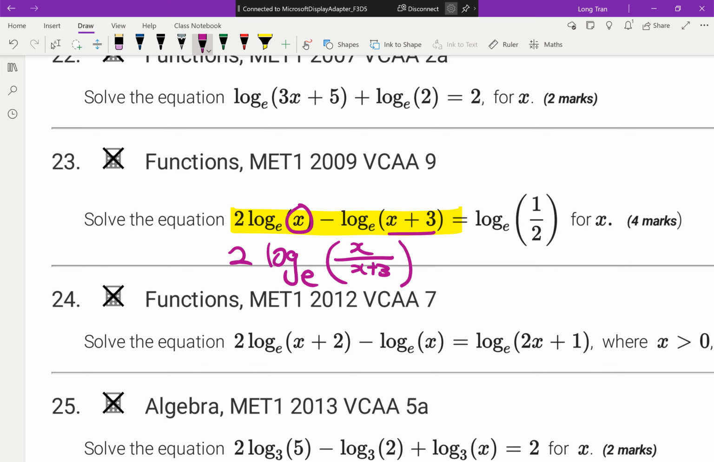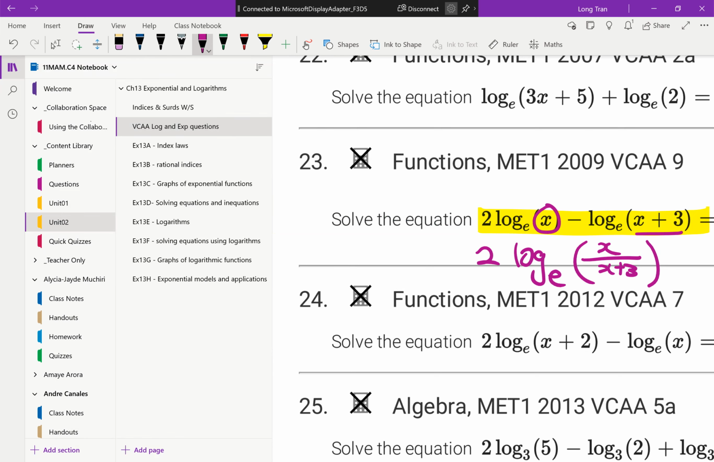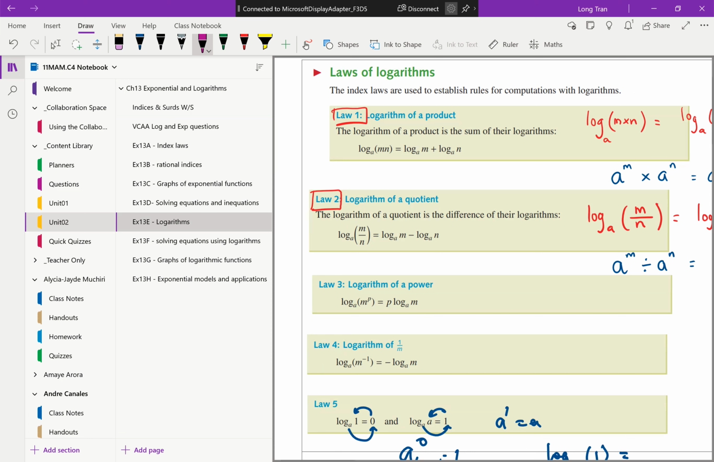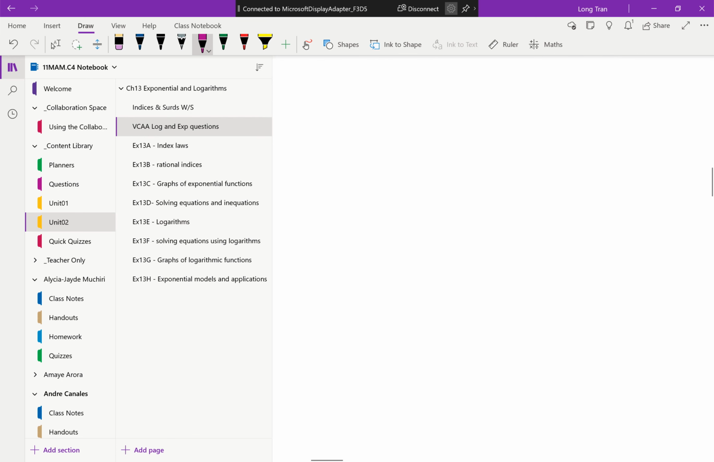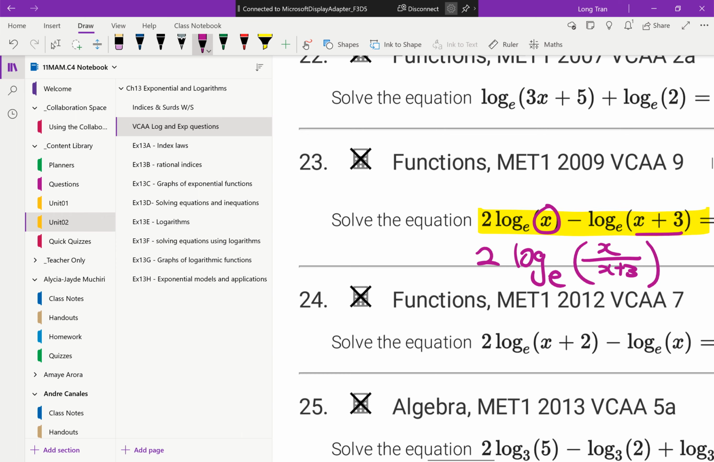Because what they wanted you to see is that in your rules, I'm going to go back to your rule number 2 just so you can see the difference here. Rule number 2 never said that there can be a number at the front of log. True? So have a look at the two rules. There's log a of n minus log a of n. If I go back to that question again, let's have a look at that question once it loads. That has log e of x, take away log e of x plus 3, true, but there's a 2 there.